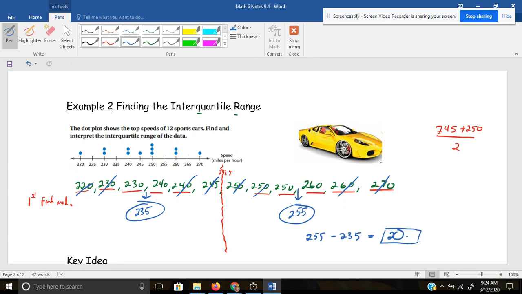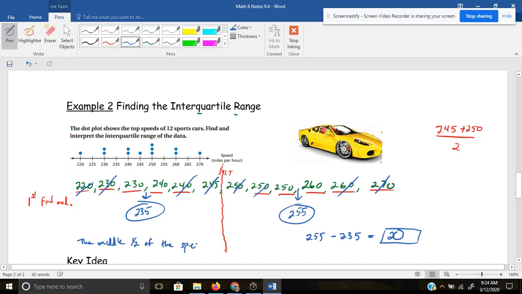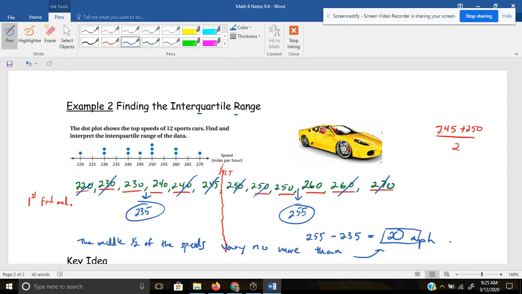I'll say that again. The middle half of the speeds, let's write that down. The middle half of the speeds vary no more than this 20 miles per hour. Okay. So essentially, we're finding the median 3 times. It's kind of how interquartile range works.